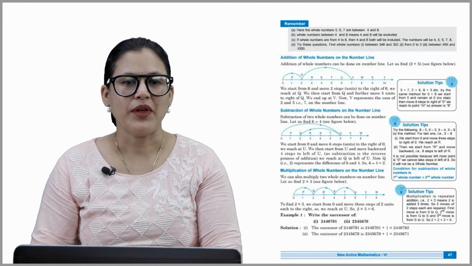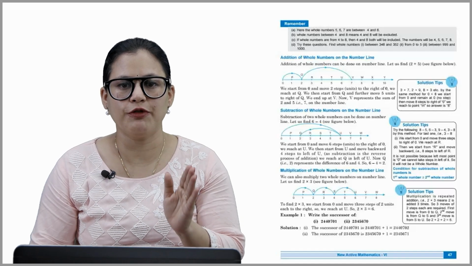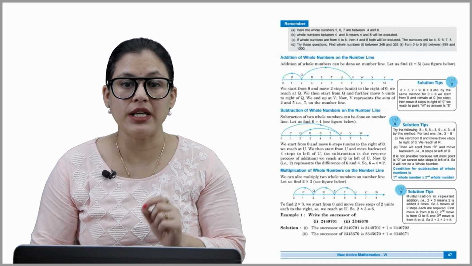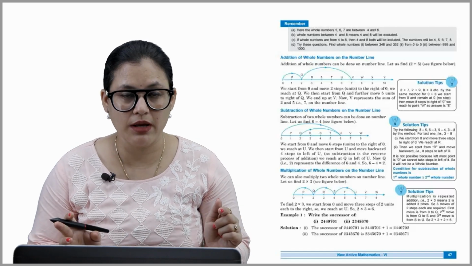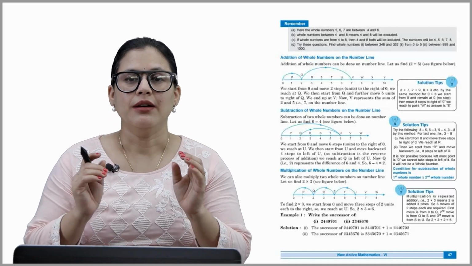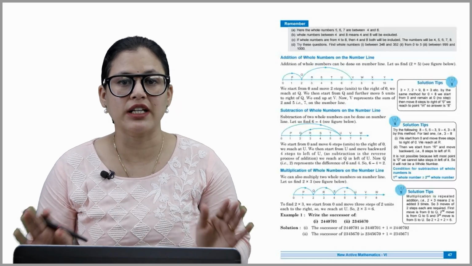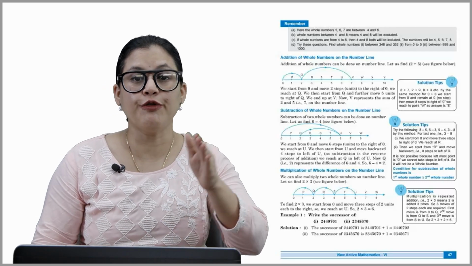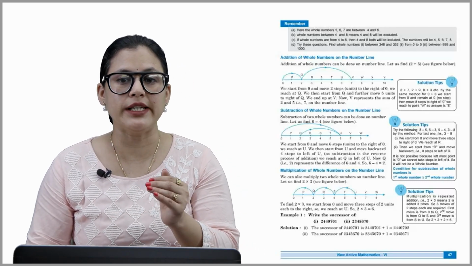Remember, A, the whole numbers 5, 6, 7 are between 4 and 8. B, whole numbers between 4 and 8 means 4 and 8 will be excluded. Whenever we are finding numbers between any two numbers, the given numbers will not be included. Remember that. But if whole numbers are from 4 to 8, then 4 and 8 both will be included.